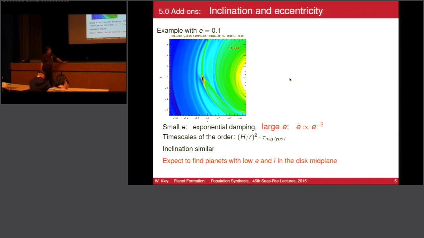So you can safely assume that these planets that are formed in disks and try to move around are on circular orbits with 0 inclination. Okay. So planets tend to settle to the disk midplane on relatively fast timescales. Okay, those were the additions.